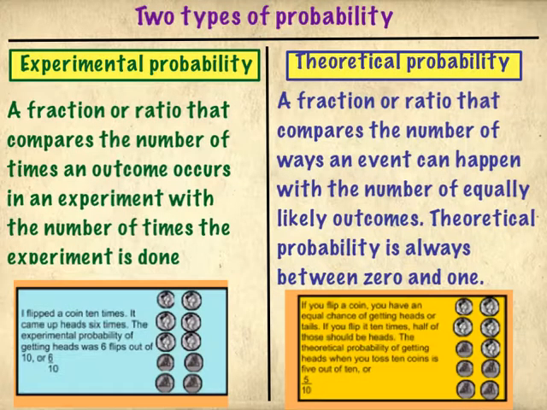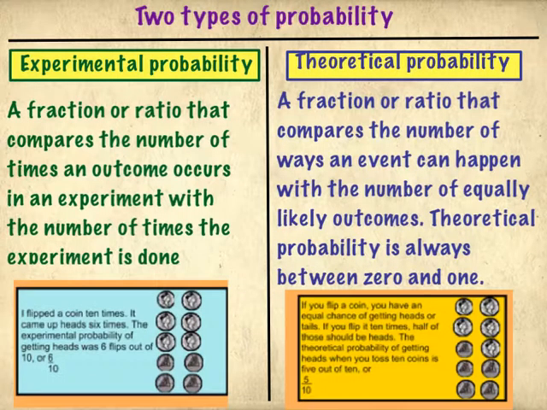So basically, the simplest thing to remember is theoretical probability is what should happen. Experimental probability is what does happen when you do the experiment. If I toss a coin, I should have a 50-50 chance of getting heads or tails. Half the time I should get heads, half the time I should get tails. If I do an experiment, that might not be what happens. In my experiment, I did it 10 times, and 6 of the time I got heads, so that's 60%. It was close, but it's not quite right.